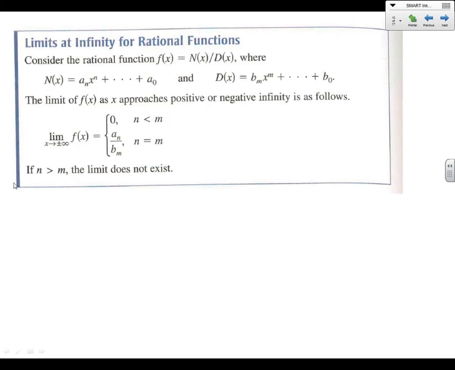Okay, so here's just a quick summary of that. For the limit, if the degree of the numerator is smaller than the denominator's degree, the answer is 0. If they're equal, we divide the leading coefficients. And if the degree of the numerator is bigger than the degree of the denominator, the limit does not exist.